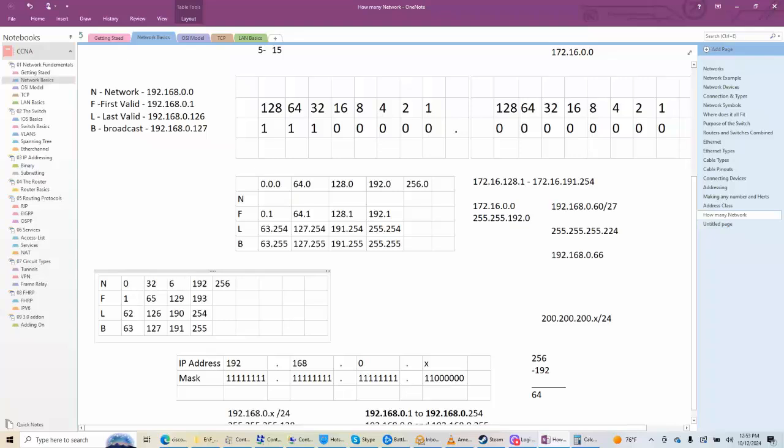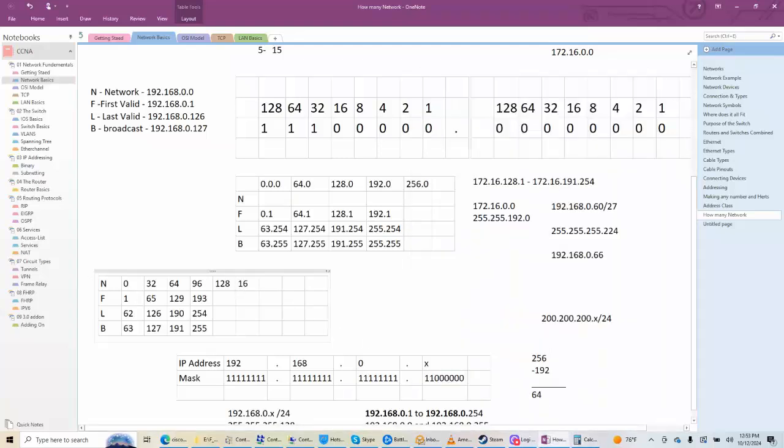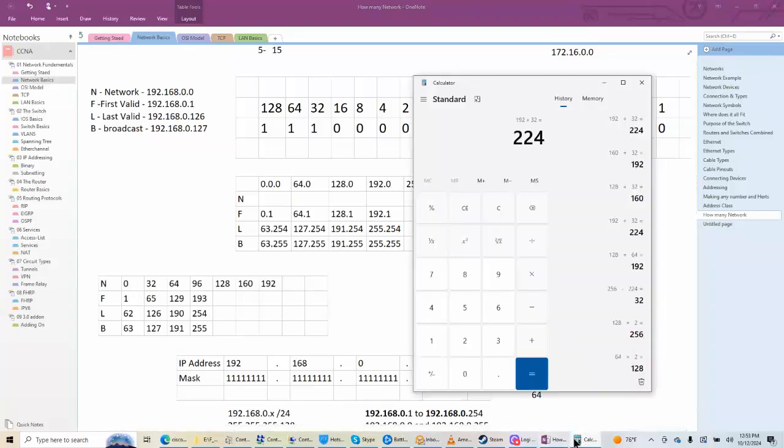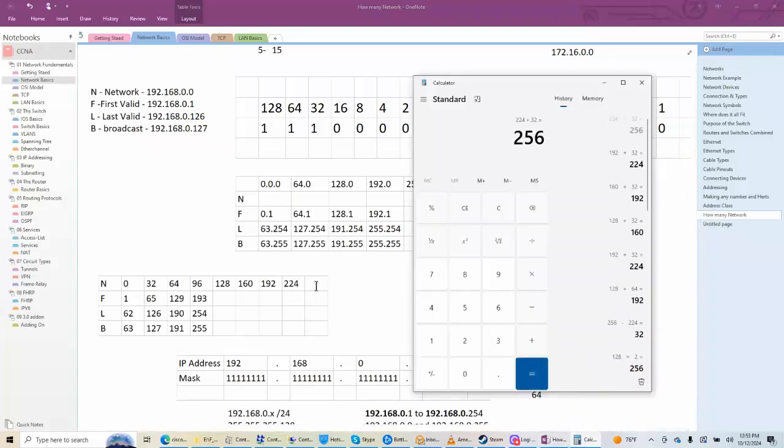32, 64, 96, 128. Notice how those numbers keep popping up, okay? So let's do 128 plus 32. That's 160, 192, 224, okay? So 160, 192, that number pops up again, 224, and then 256.